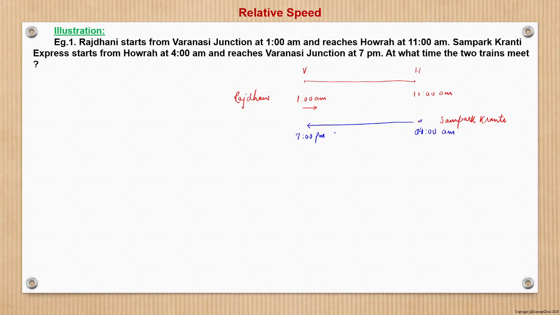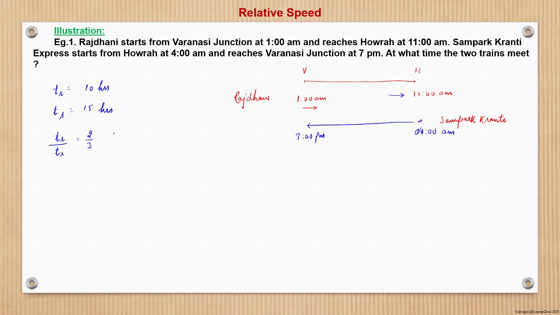Now see, what is the time taken by Rajdhani? Time taken by Rajdhani is 1 am to 11 am, that is 10 hours, and time taken by Sampark Kranti is 4 am to 7 p.m., that is 15 hours. So the ratio of time taken by Rajdhani to that of Sampark Kranti is 2 by 3.